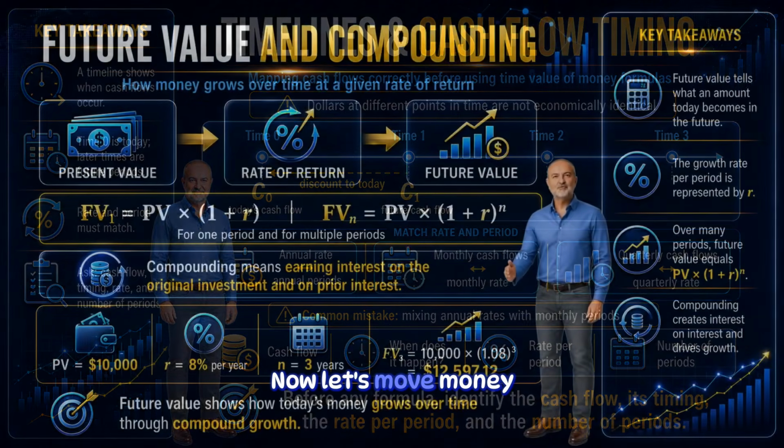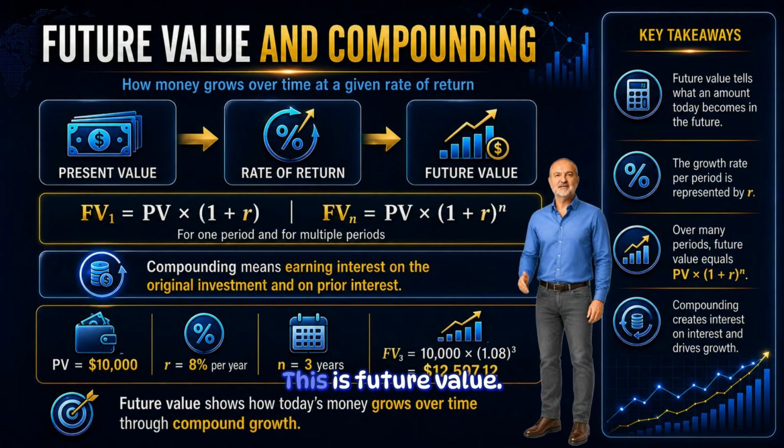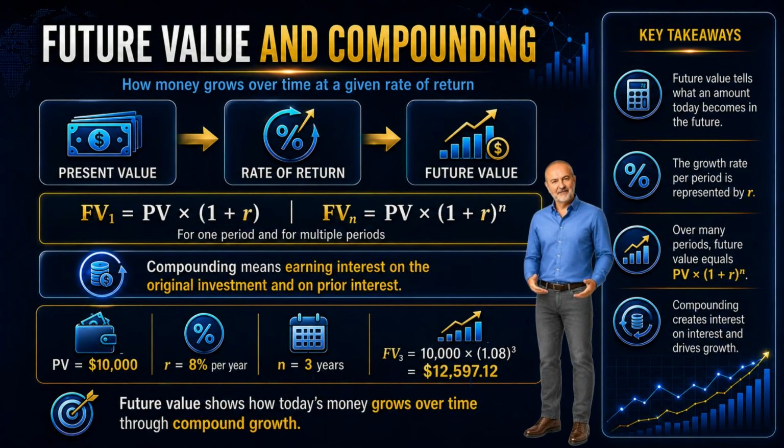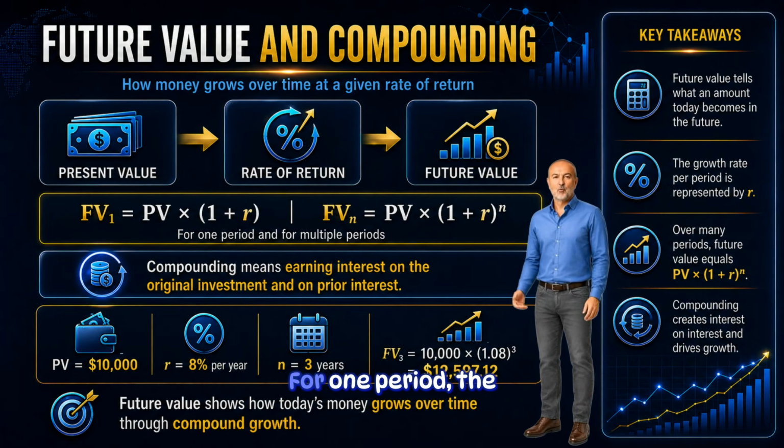Now, let's move money forward in time. This is future value. Future value measures what an amount today will become later if it earns a given rate of return. In simple language, future value asks, if I invest money today, how much will it grow to in the future? For one period, the formula is FV1 equals PV times (1 plus R). Here, FV1 is the future value one period from today. PV is the amount today. R is the rate of return per period.